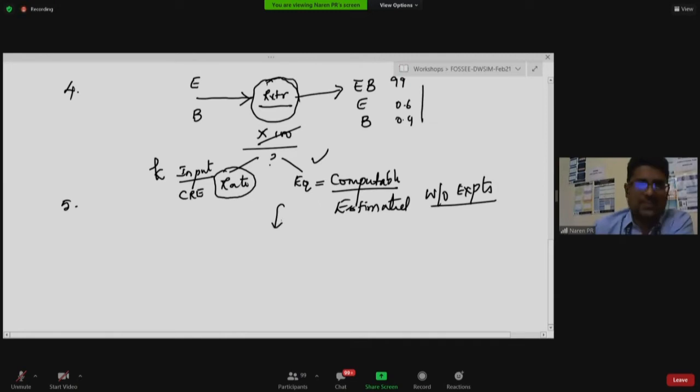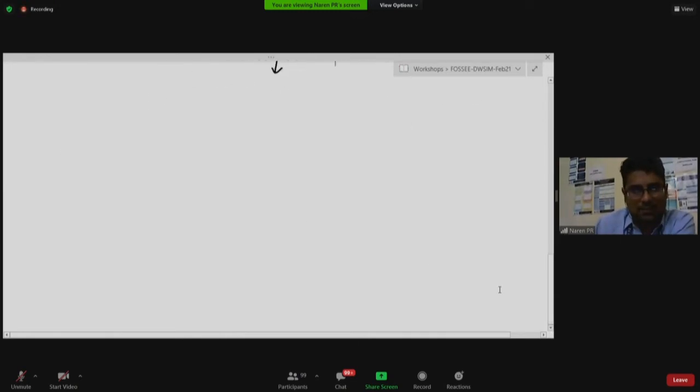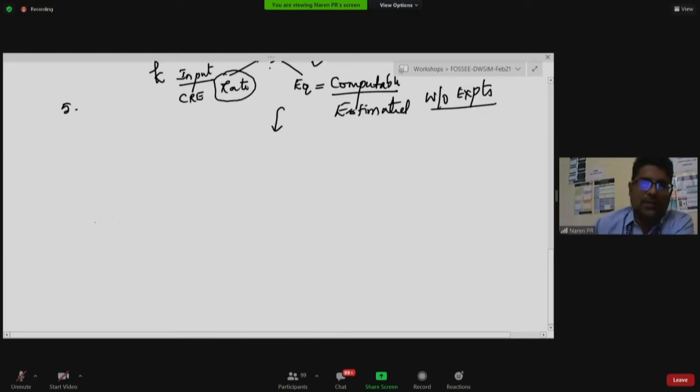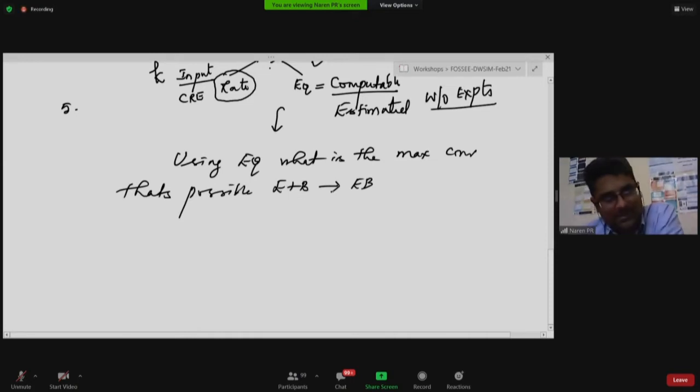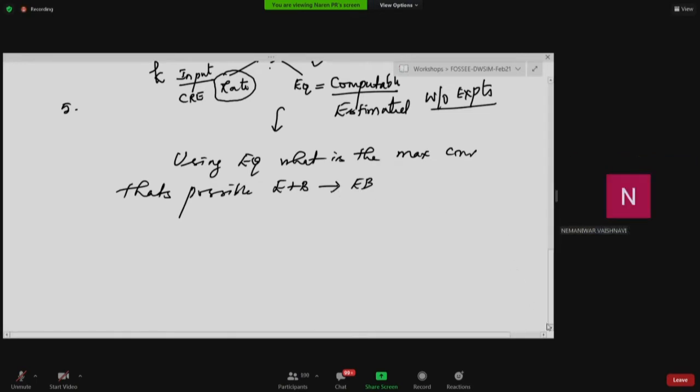So what we do is the next step. Conceptually, one has to proceed that using the principles of equilibrium, what is the maximum conversion that's possible for ethylene and benzene going to ethyl benzene? Does the question make sense to all? Yes, sir.